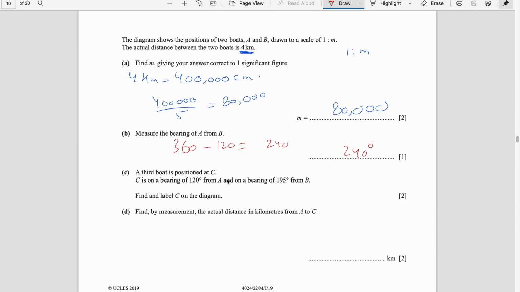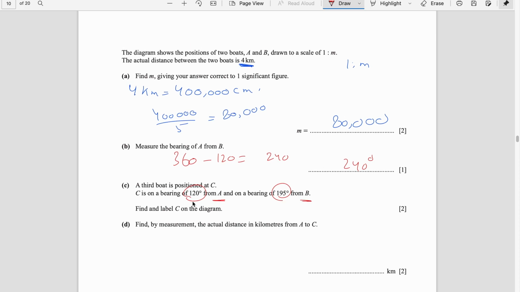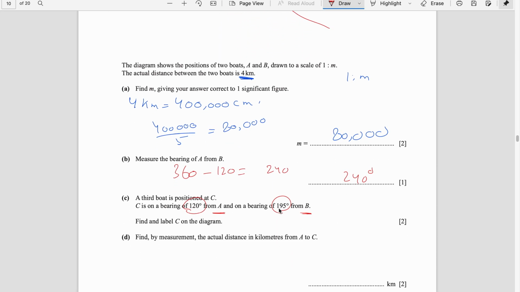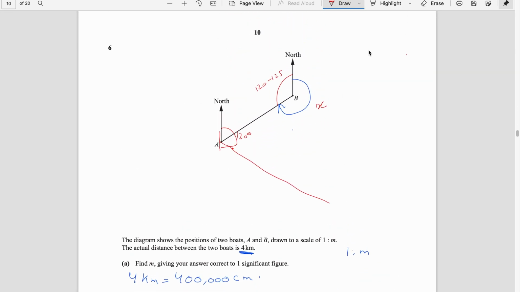A third boat is positioned at C. C is at a bearing of 120 from A and 195 from B. So find and label C on the diagram. It is 120 from A, first part. From A, 120. Place your protractor, measure an angle of 120, mark the dot, remove the protractor, and then draw this line straight at 120 degrees bearing. Second part says 195 from B.